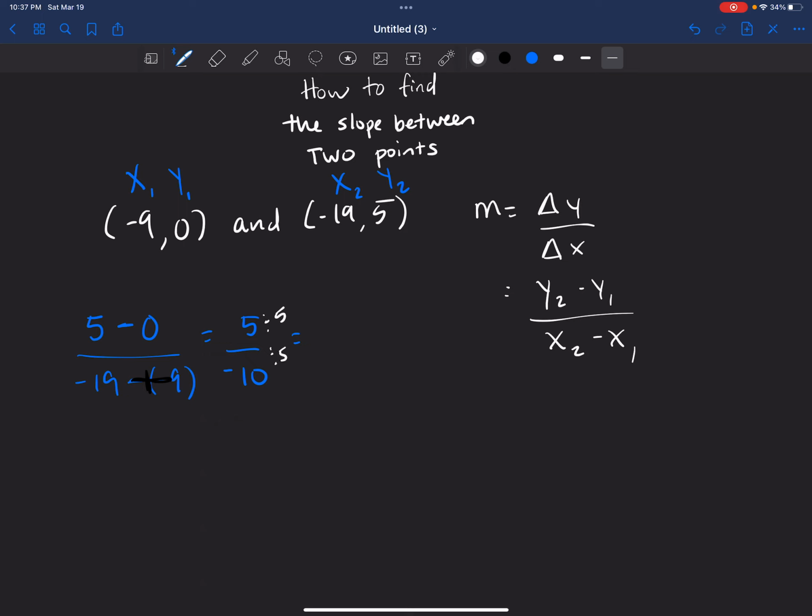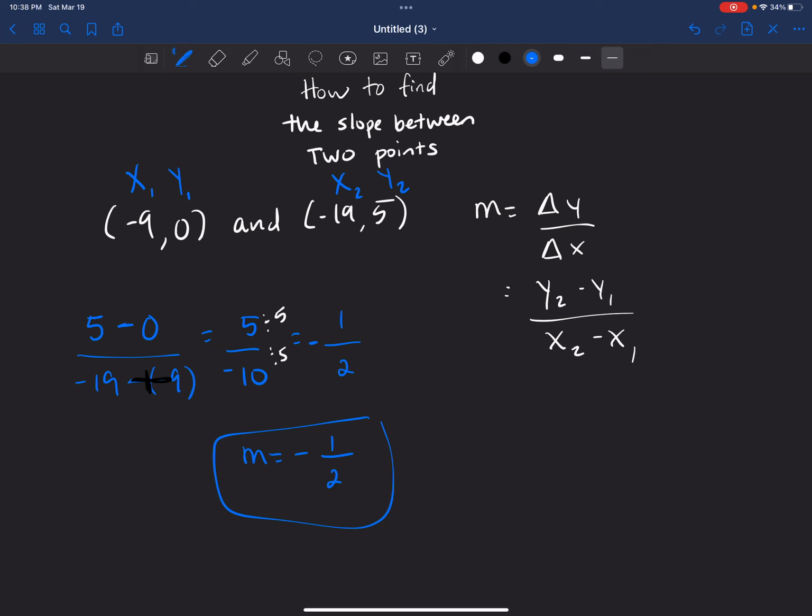Divide by 5, divide by 5. 5 divided by 5 is just 1, and -10 divided by 5 is -2. So I'm going to put my negative sign right there in the middle, and put a 2 on the bottom. So then I'm good. I'm happy. This is my answer. My slope in this case is m equals -1 over 2.